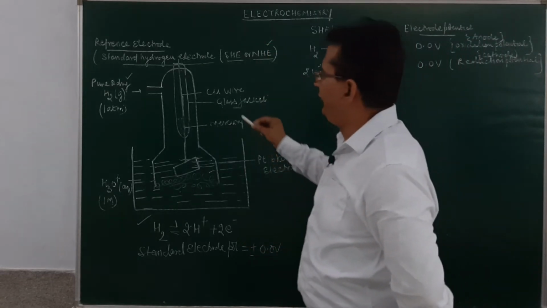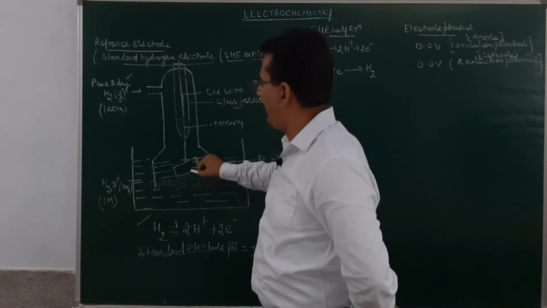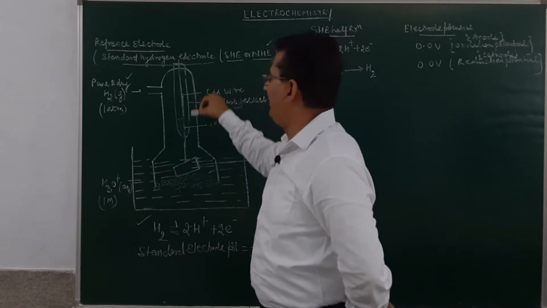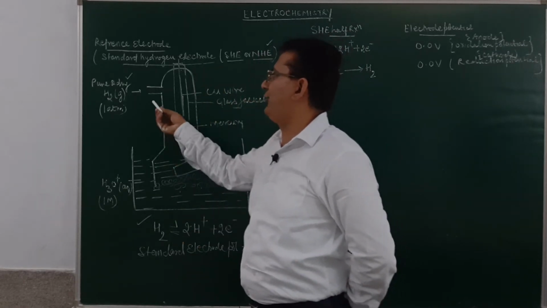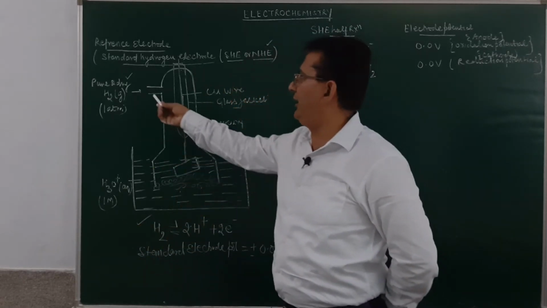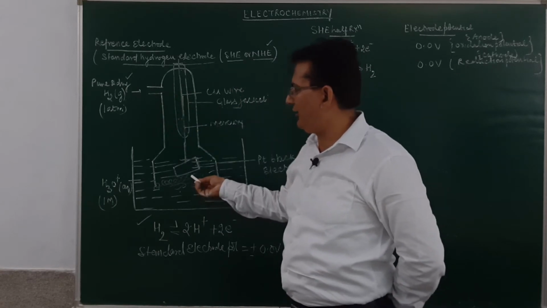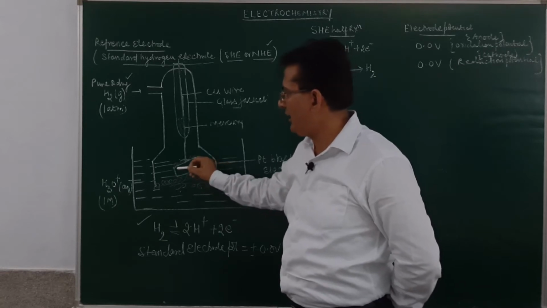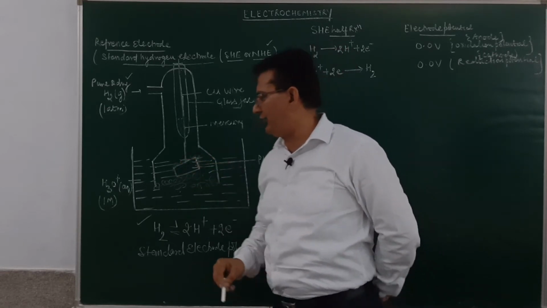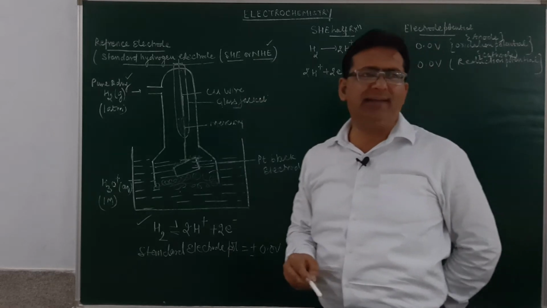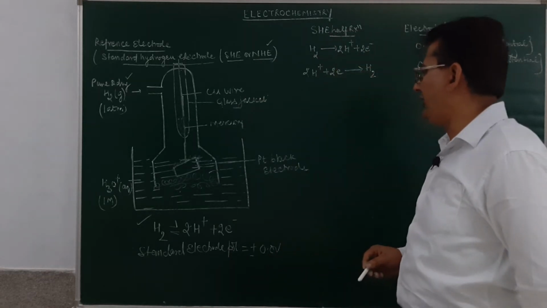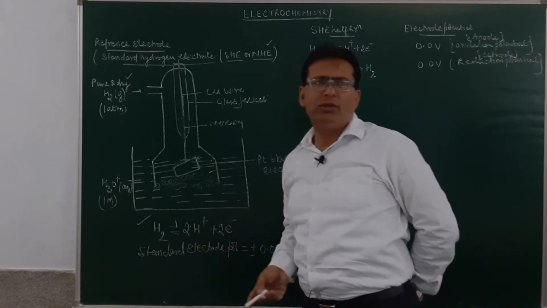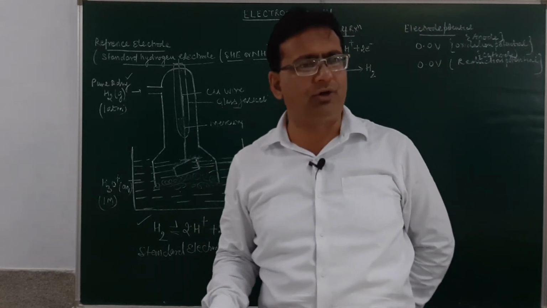An electrode which consists of a platinum wire coated with platinum black, or a platinum rod, which is surrounded by an external jacket which has an inlet for hydrogen gas. Now when we pass the hydrogen gas from here, some of the hydrogen gas gets adsorbed on the surface of the platinum black, while some of the adsorbed hydrogen gas dissolves in the acid solution, due to which there develops a potential difference between the hydrogen and the acid.